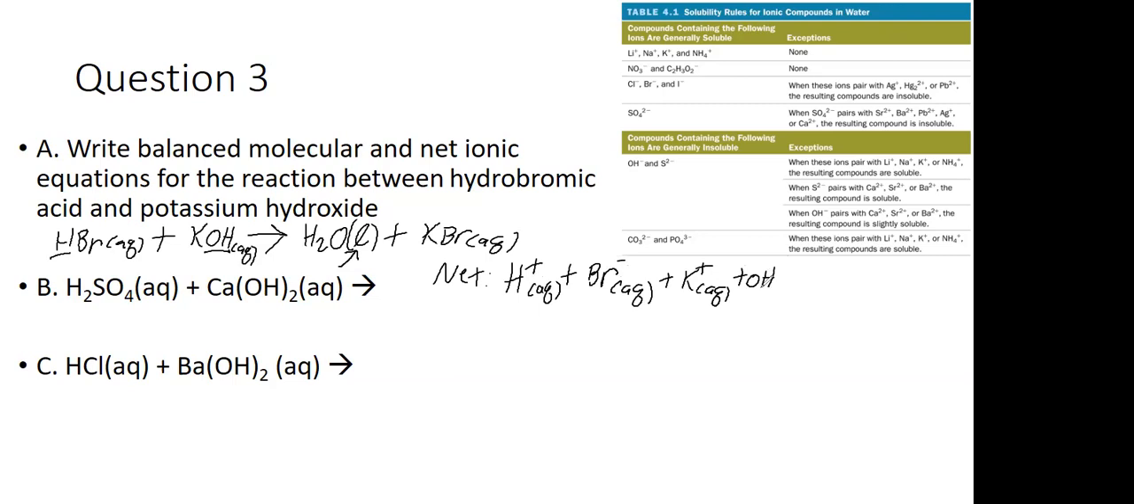Plus hydroxide. Here's a common mistake I see all the time. Do not break up OH. OH does not break apart.